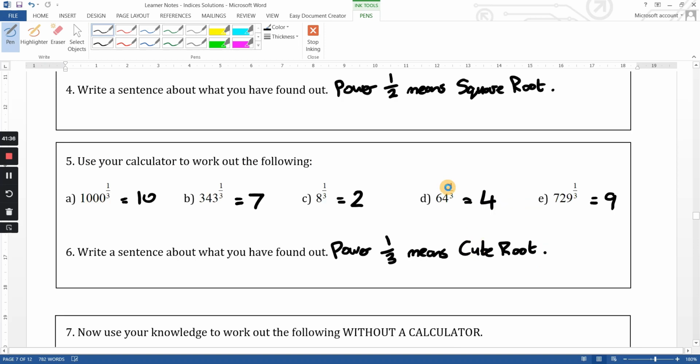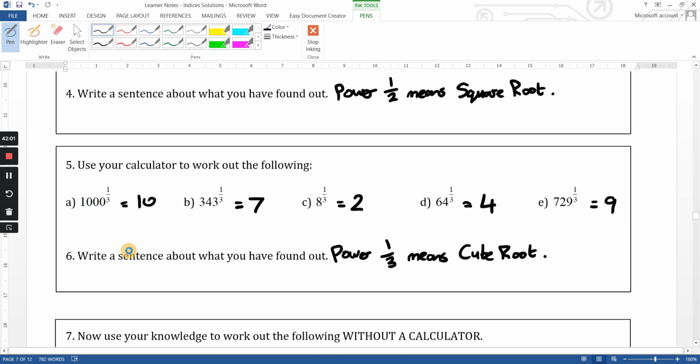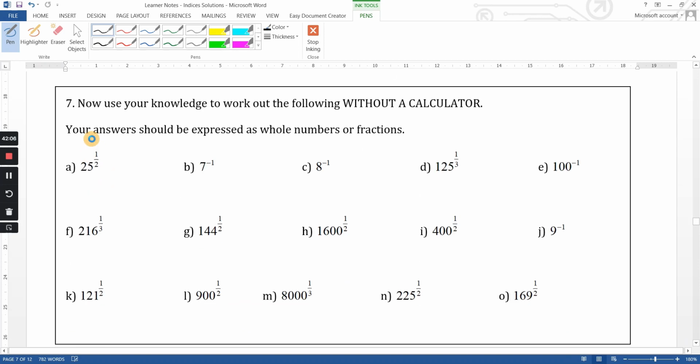Yeah. So if power half means square root, power third means cube root, power quarter is going to mean the fourth root, power fifth is going to mean the fifth root, and so on and so on. So hopefully you can see a pattern emerging here. So fractional powers are quite interesting, and you could technically do these without your calculator. So bearing that in mind, let's use your knowledge now to work out the following without a calculator. Your answers should be expressed as whole numbers or fractions. Okay, so I'm going to put my calculator away.